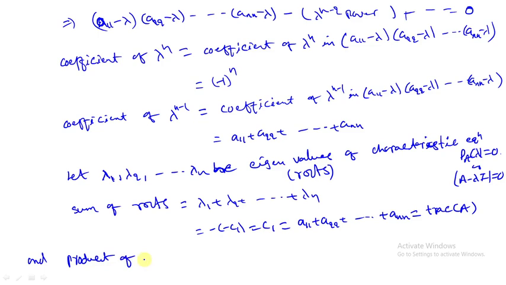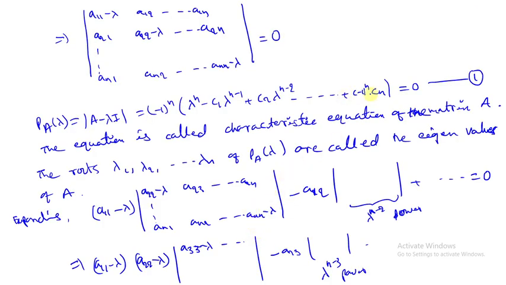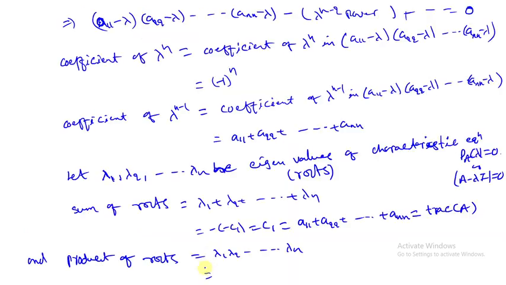Similarly, product of roots. Product of roots equal to lambda 1, lambda 2, ..., lambda n. Now what is the product of roots from equation 1? It is the constant divided by the highest degree coefficient. That is minus 1 power n cn divided by minus 1 power n. This is equal to cn.